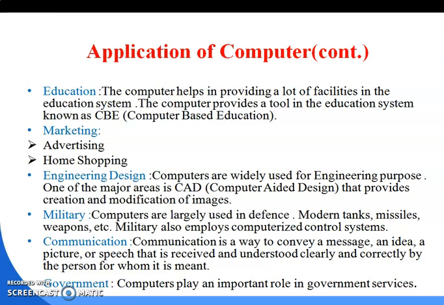Communication is a way to convey a message, an idea, a picture or speech that is received and understood clearly and correctly by the person for whom it is meant. So, the communication system is also used. Next is the government system. Computers play an important role in government services. So, these are the fields where computers are used.